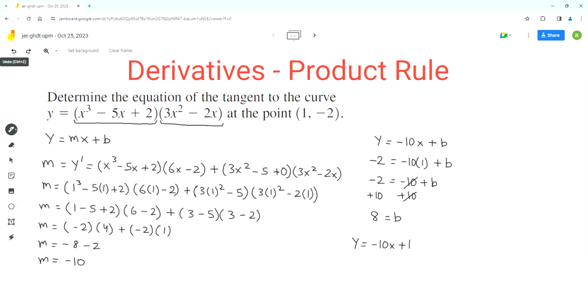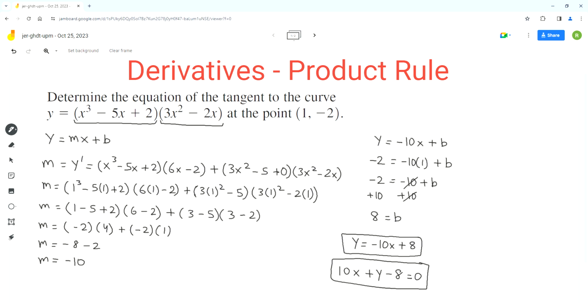Sorry, plus 8. So this is the equation in slope-intercept form. Now we can change it to standard form by moving the x term and the number term to the left side of the equation, and that will be 10x plus y minus 8 equals 0. So that will be the final answer in the standard form.